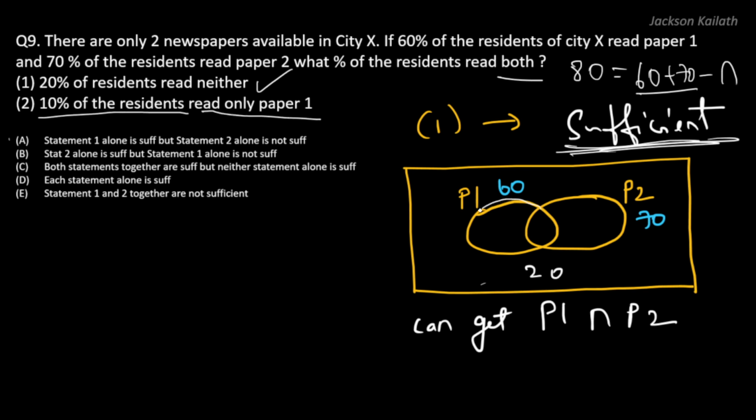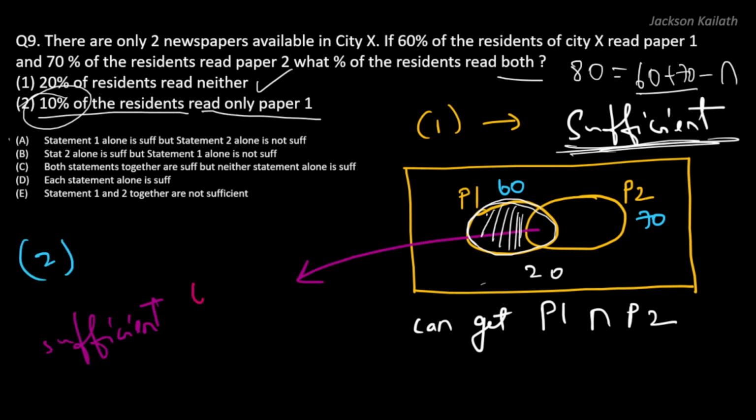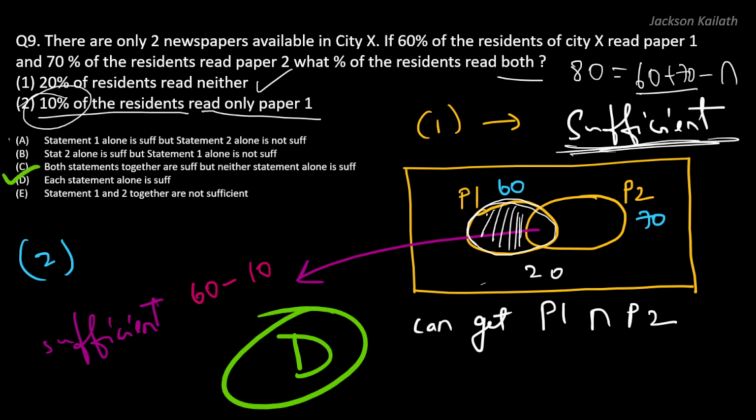So we know that 60% of the residents read paper 1, and out of that, this over here is given as 10, which is only paper 1, right? This is given as 10%. So if we know that this is 60 and this is 10, then the intersection would be 60 minus 10, right? So yes, statement 2 alone is also sufficient, and therefore the correct answer to this question is option D. That is, each statement alone is sufficient to solve the question.